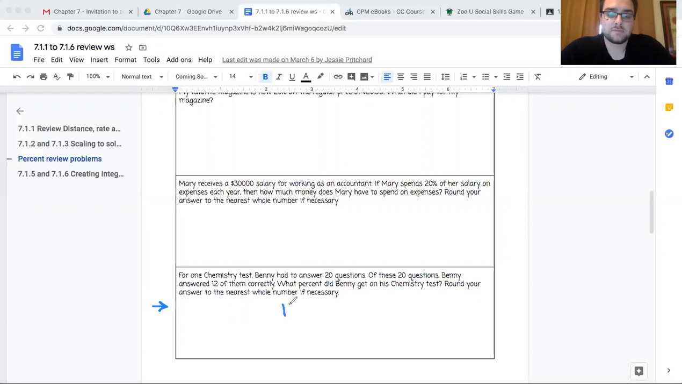Well, whenever we get a test back, and we've gone over this in class, you take the amount you got correct over the amount of questions that you had on your test. So he had 12, which he got correct, over 20 questions. Now you take that number and divide it. So you take your numerator, which is 12, divide it by the denominator, which is 20, and you get 0.6. Okay, if you want to turn this now into a percent, you would multiply it by 100, or you could just go ahead and look at your number and realize, okay, move that over 2 decimal places, and we end up with 60%.